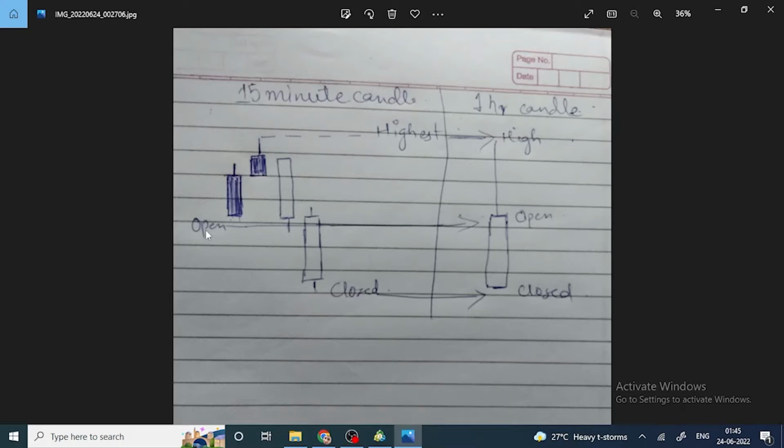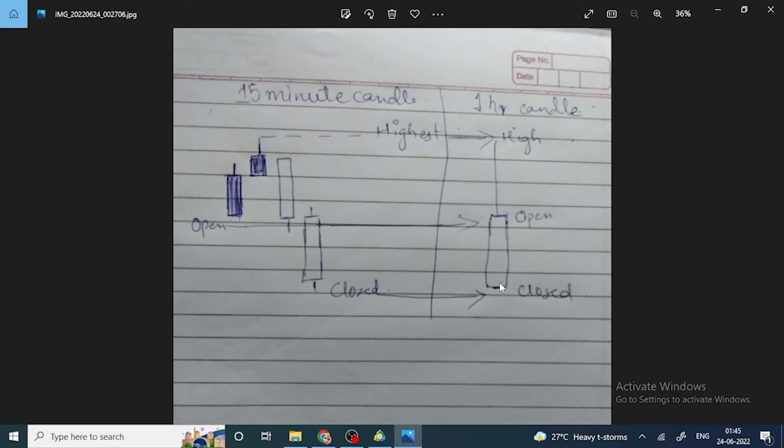Each candle is a 15-minute candle on this particular side. But when you see a 1 hour candle time frame, the same candles will be shown in one candle itself. That means the highest point will be noted. This will be the high of the candle on the 1 hour chart. Then the price will open here. It will go till the highest point that is still here. And then it's going to close over here.